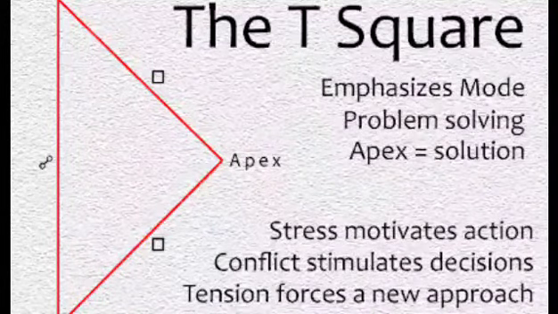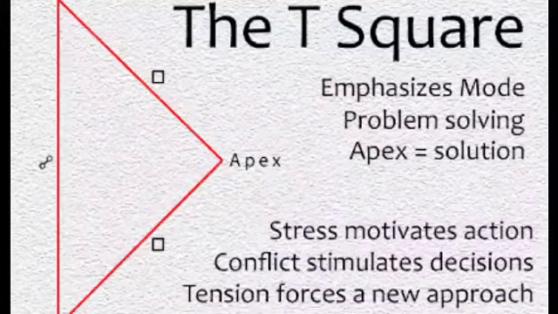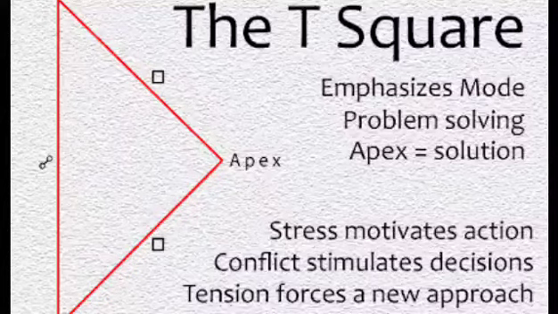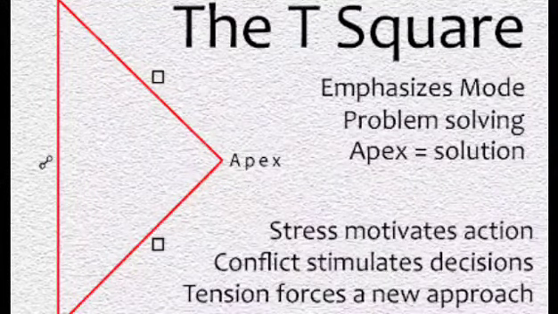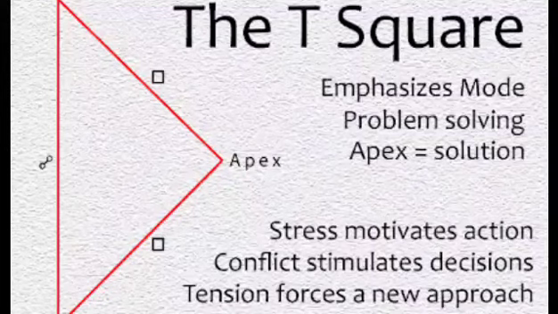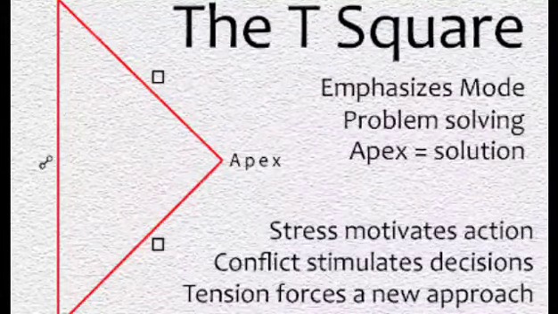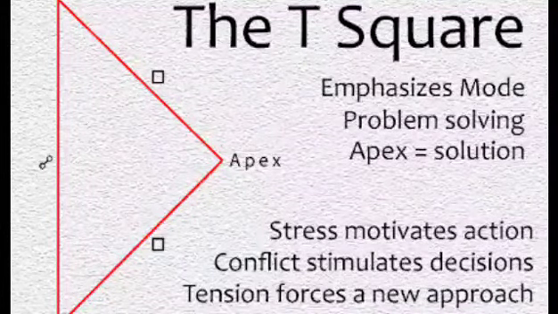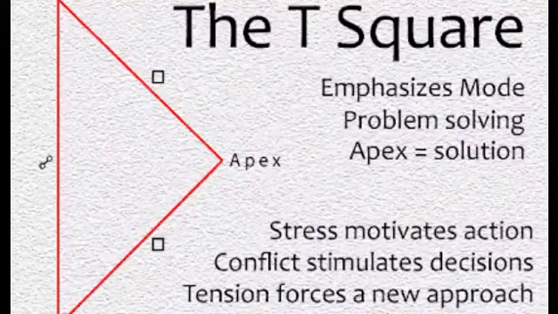Today I want to discuss this T square energy. The T square is something that you may see in your chart. It's a geometrical pattern that is formed when there's opposing planets that are also creating squares that align with each other. The focal point will be the apex, which is a very important aspect of the T square.